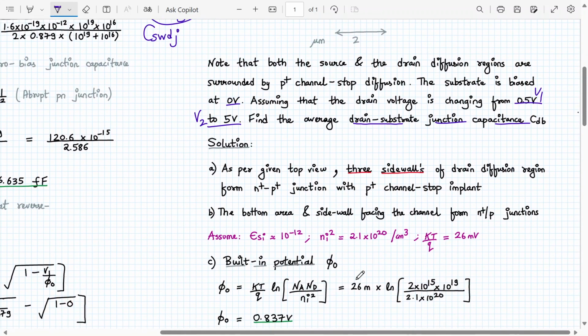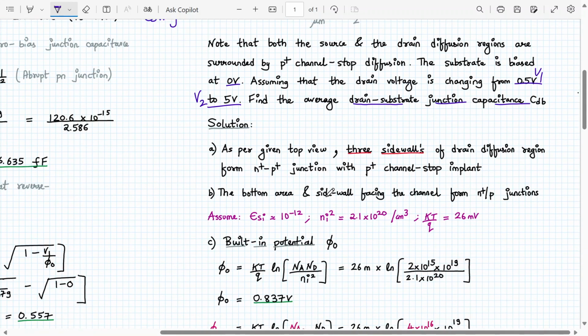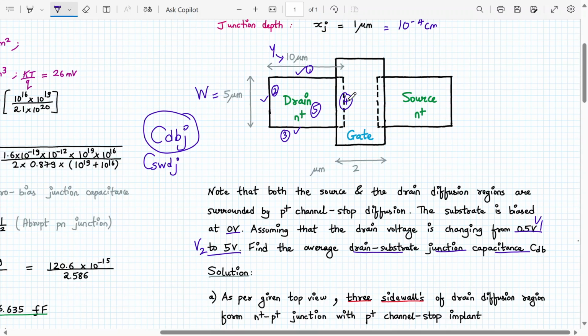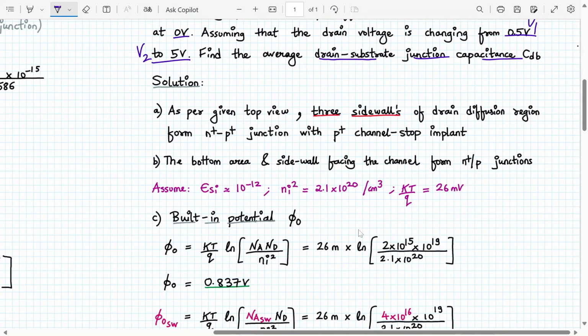Yes or no? So the three side wall of drain diffusion region is forming N plus P plus junction. And the bottom and the side wall, that is 4 and 5, are forming the N plus P junction. Remember that. Okay. So here the doping of substrate will be Na. Here the doping of substrate will be Na side wall, because here the junction is P plus N plus. Here the junction is P N plus.